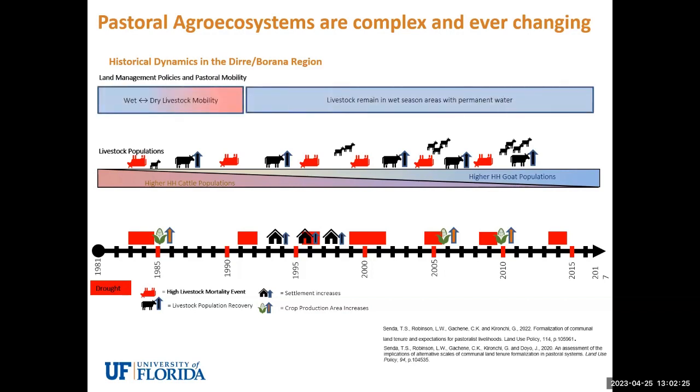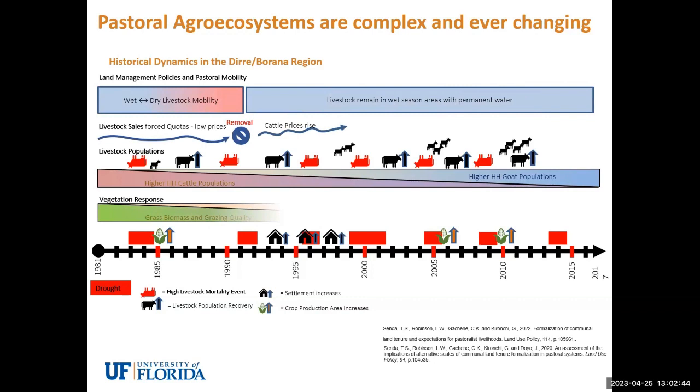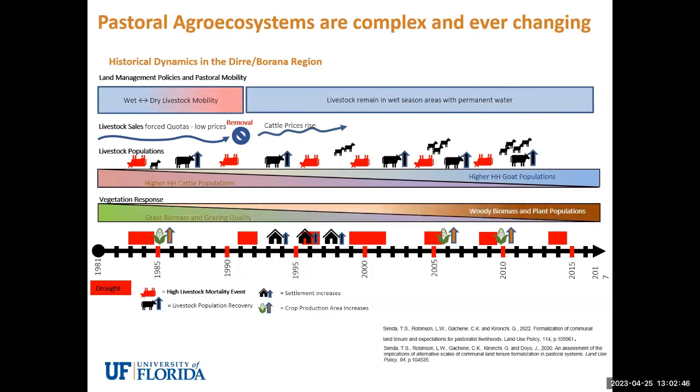There used to be pastoralist areas. They used to have wet and dry season mobility, but then everybody stuck around to the permanent water after a while and stayed because there was water. And so what was the effect of that? Plus there were livestock sales and cattle prices rising and falling. And the vegetation itself changed from a grass dominated system to a woody and shrub dominated system. So there's some really great work by Trinity Senda and Lance Robinson at ILRI when he was there. And so I point you to some of the papers that they've done and some of the data they took locally before we modeled it.